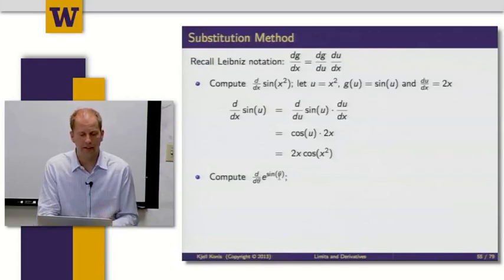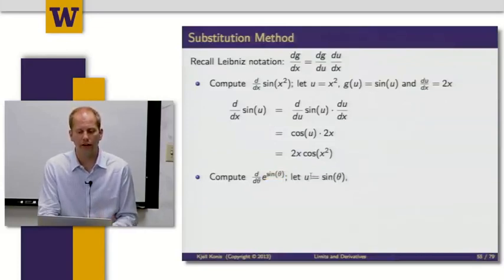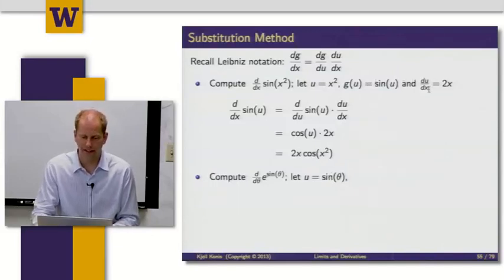So here I see two functions. The inside function is going to be the sine function, and the outside function is going to be the exponential function. So what I'm going to do is let u be the value of the inside function. So I'm going to make the substitution u equals sine of theta. And then I'll fill in the rest of the pieces like I did in the first example.